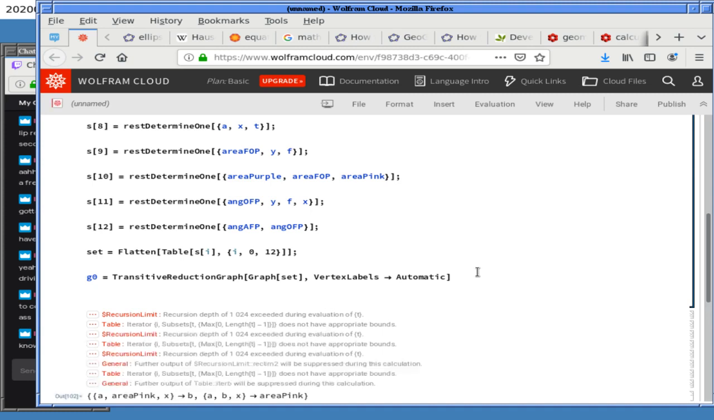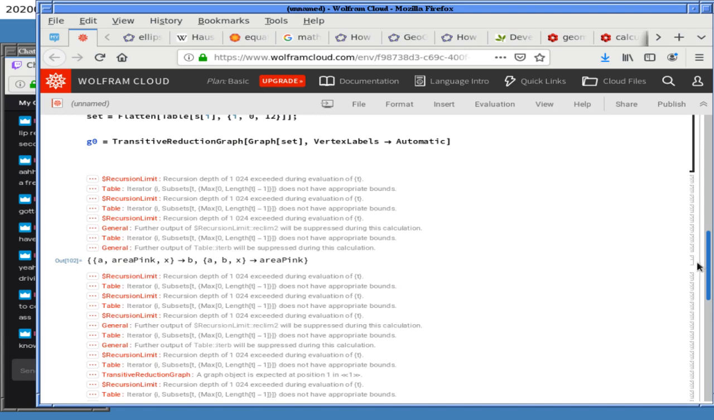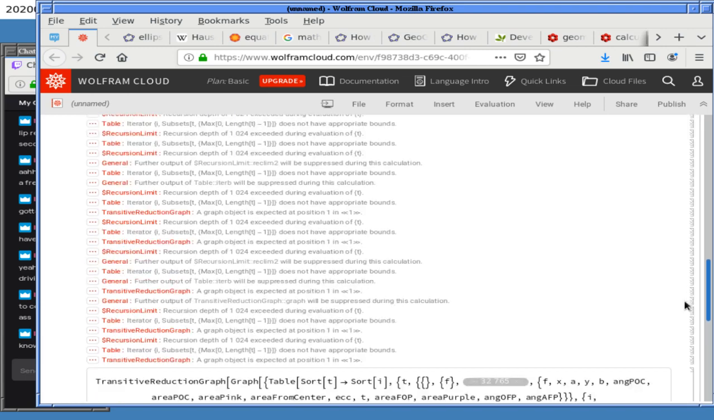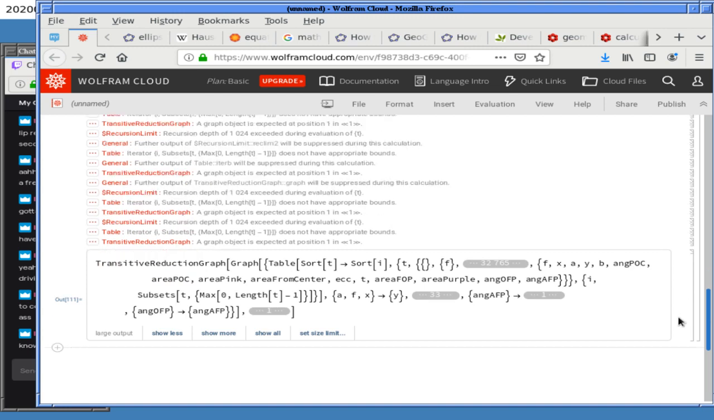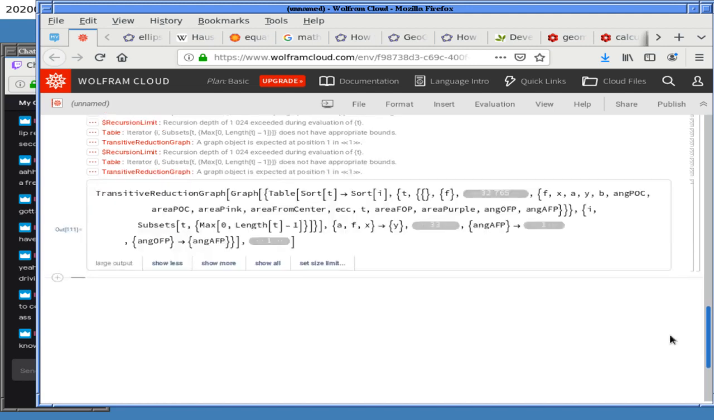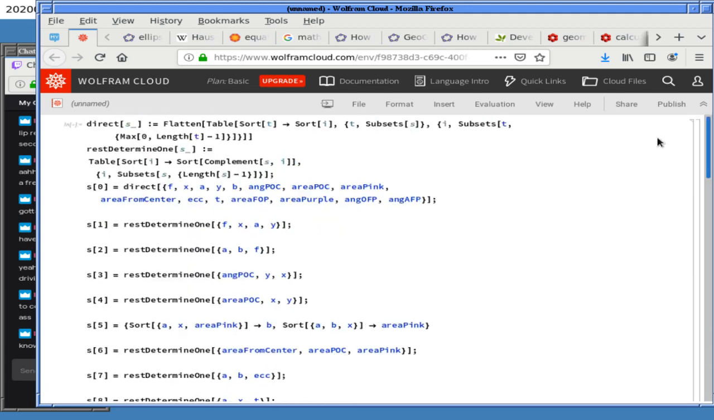Oh! Recursion depth of 1024 reached in evaluation of t. So clearly something terrible has happened here. Wow. So t is the problem child here, and I think it, I mean, this T should be protected from the other T, because these are, SO equals, this is not difficult. It's hideous, but it's not difficult.